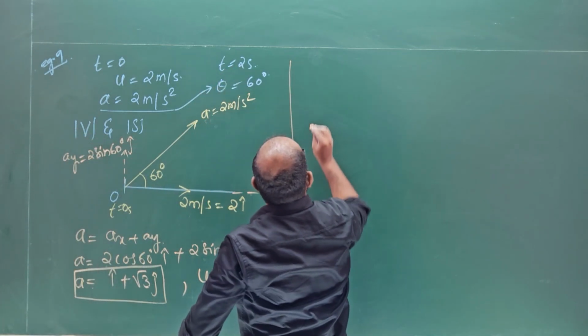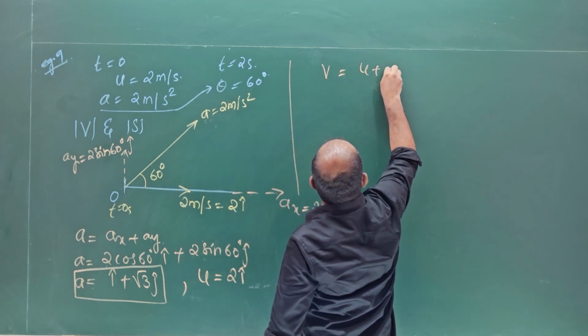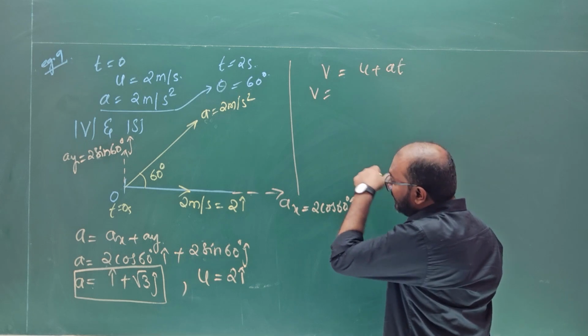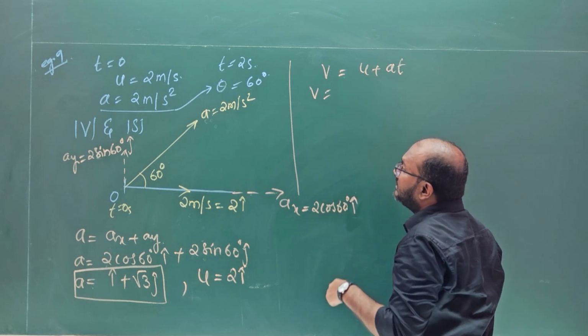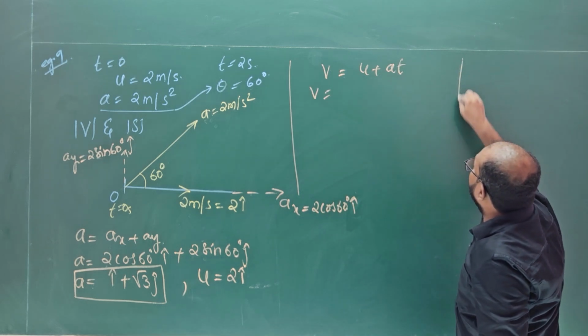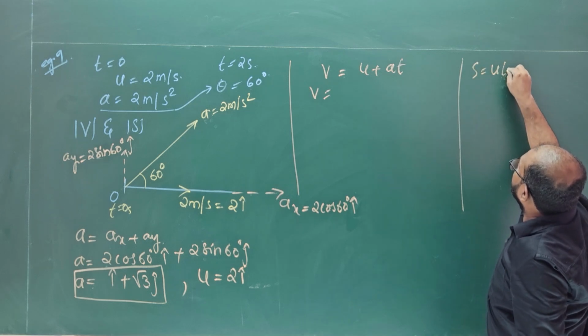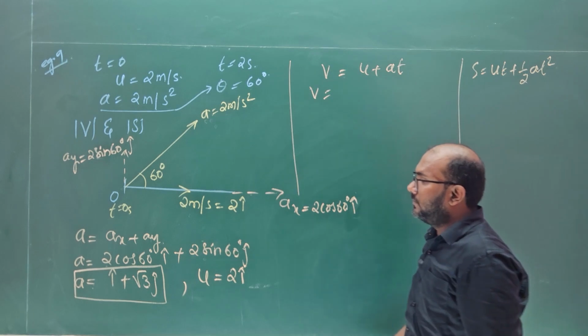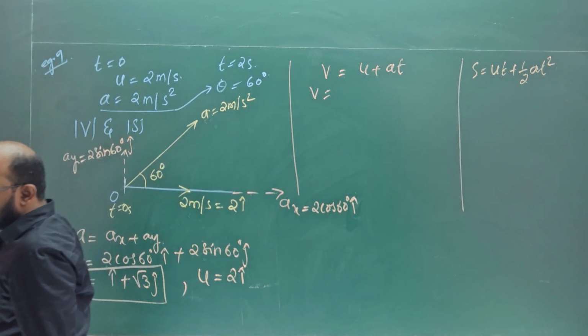So calculating v. v is nothing but u plus at, or v is equal to... substitute and tell me the final answer. Similarly, then calculate for s. s is equal to ut plus half at square. Okay, calculate and tell me first.